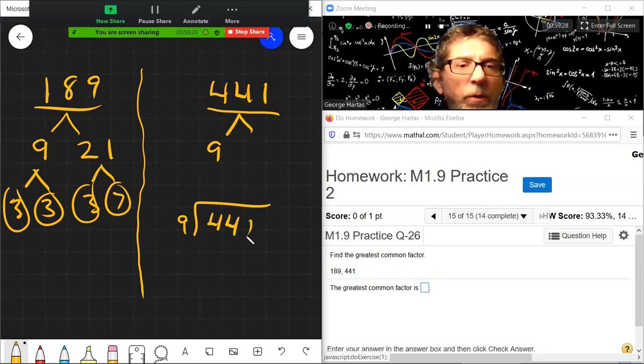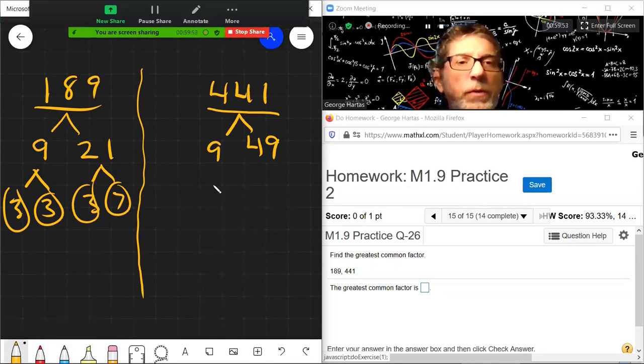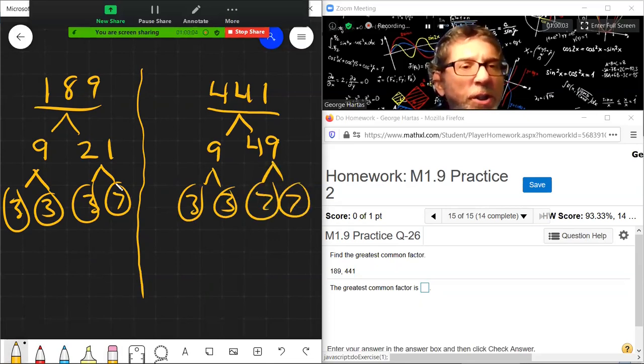Why does this number look familiar? I'm not sure. I think we've seen it before, right? 9 goes into 44 4 times. 4 times 9 is 36. Difference is 8, 81, 49. I think we did this before, so I guess we'll do it again. All right. Now we can do this from our recall of multiplication facts. 3 and 3. 7 and 7. Let's change these to exponential form.